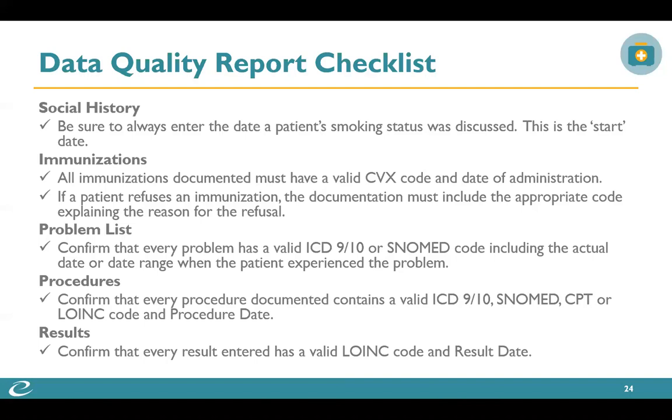Next, problem list. Confirm that every problem has a valid ICD-9, 10, or SNOMED code, including the actual date or date range when the patient experienced a problem. Again, oftentimes an EMR will give you a drop-down list of English descriptions, and once you pick the right problem, it translates it into the appropriate code. Next is procedures. For every procedure, please ensure that it contains a valid code, and that would be ICD-9, 10, SNOMED, CPT, or LOINC code, along with the date the procedure was done. And finally, results. Every result that is entered has to have a valid LOINC code and a result date.